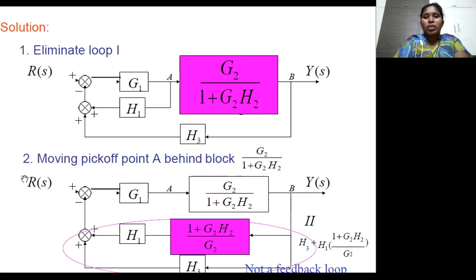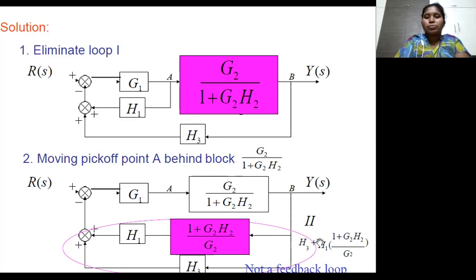And next what I am doing is moving the branch point, or pick off point, or take off point, from the point A to behind the block G2 divided by 1 plus G2 into H2. That means moving the branch point from the point A to the point B. Now to move the point, I have to take the inverse of the gain G. That means 1 plus G2 H2 divided by G2 in series with H1. So that's why I considered like this.